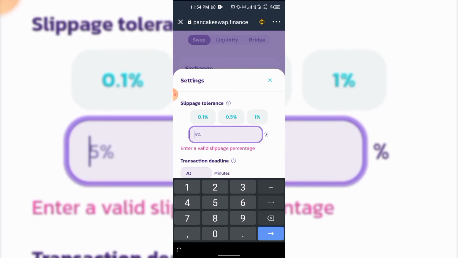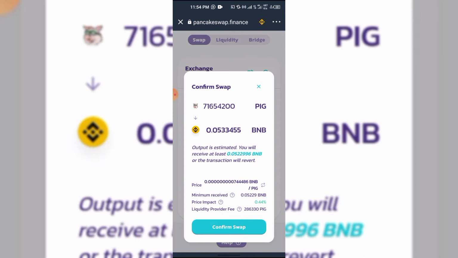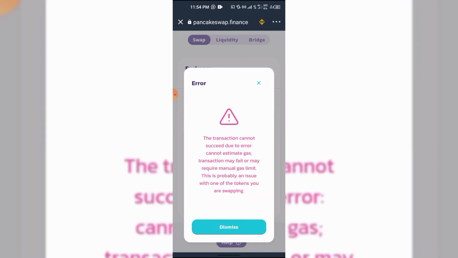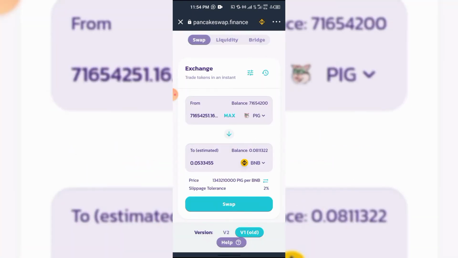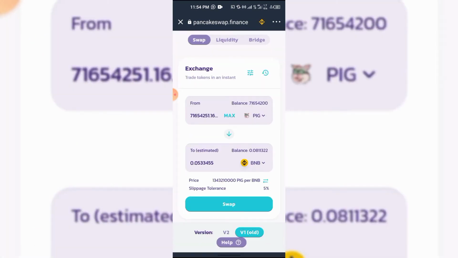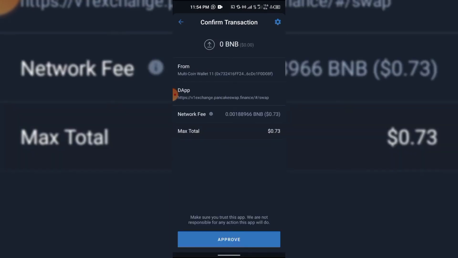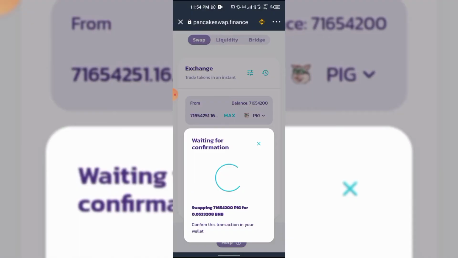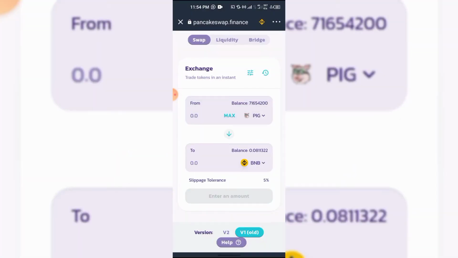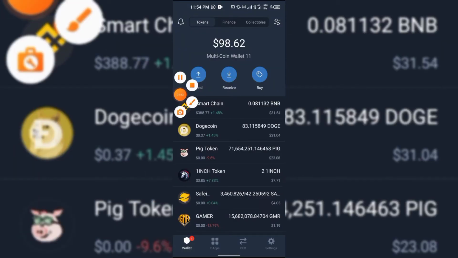So the thing that you have to do, which I did here as you can see in the video, was to increase the slippage. As you keep going, most times you have to refresh the transaction before it will go. Most times you have to increase the slippage. I used slippage of 1, it didn't go. I used slippage of 2, it didn't go. But as you can see there, it went through at slippage of 5. The transaction went through, so I was able to convert the entire PIG token to BNB.